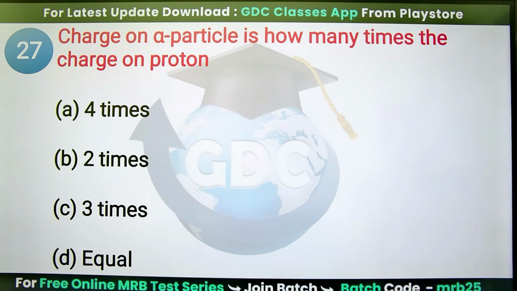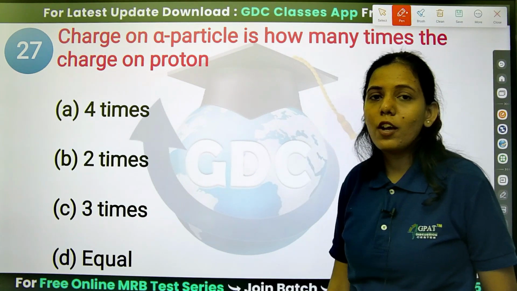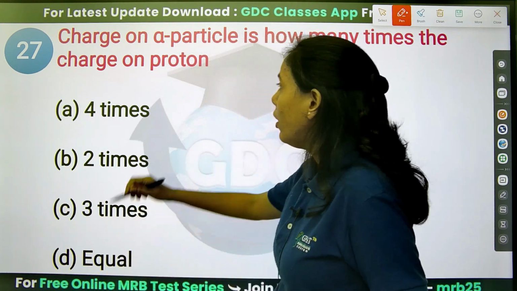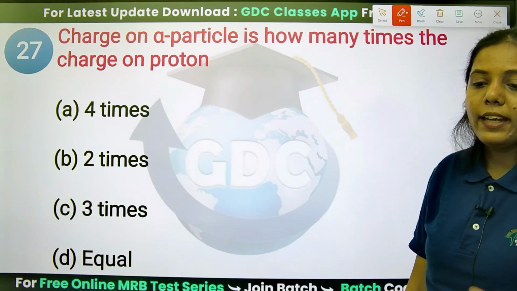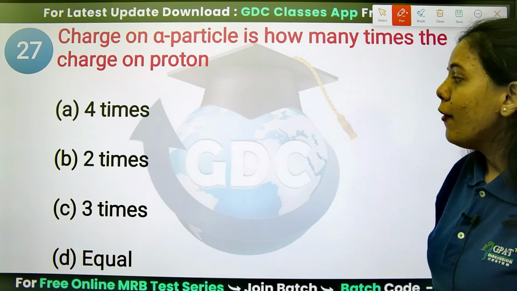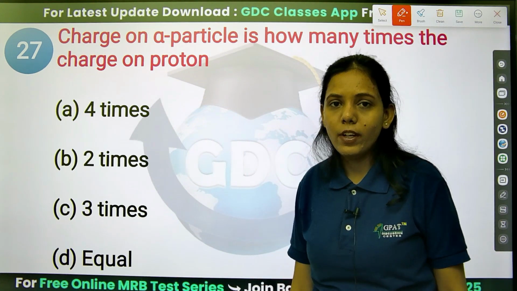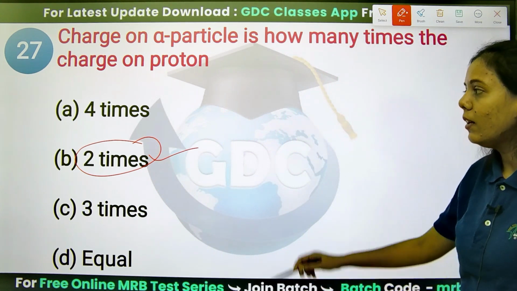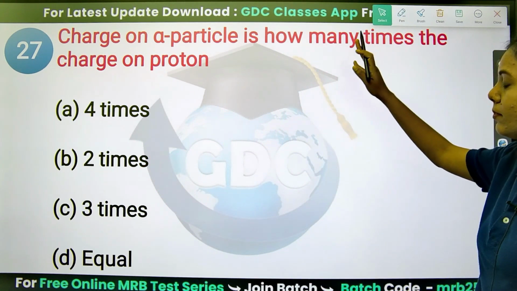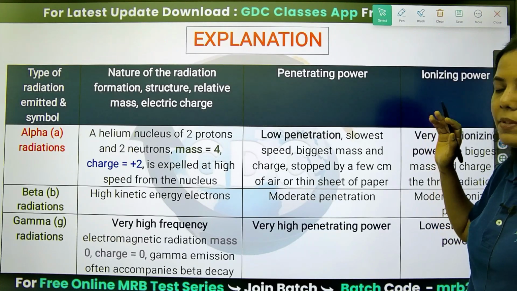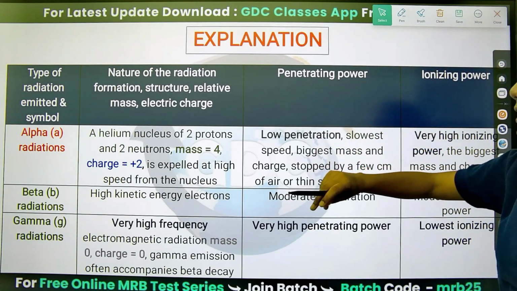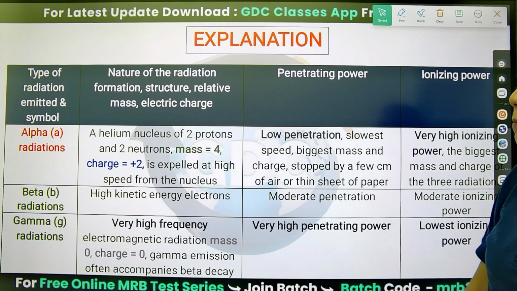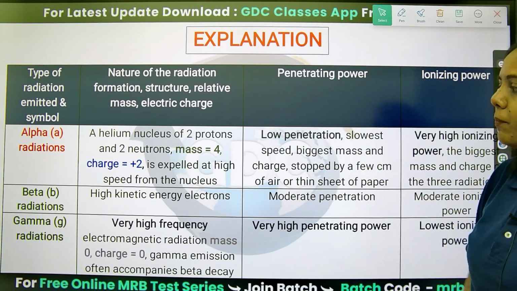Next is charge on alpha particles is how many times the charge on proton. If you remember the table we have seen, the charge on alpha particles is how many times the charge on proton: 4 times, 2 times, 3 times, or equal. We have seen it is already 2 times. So option B, 2 times, is the right answer. Here we have already seen helium nucleus of 2 protons and 2 neutrons. The mass is 4, charge is plus 2.